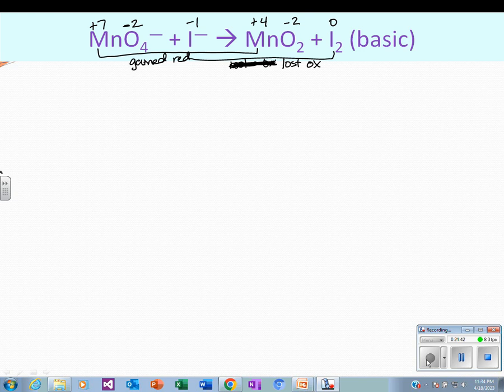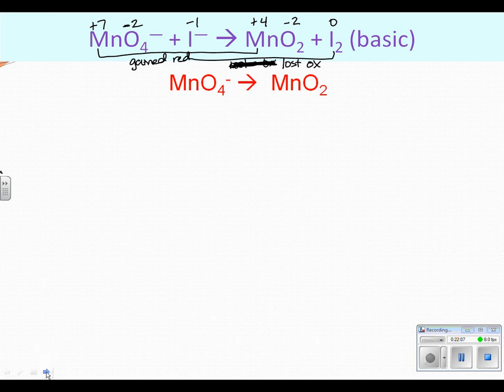And the iodine became less negative, it became more positive, so it lost electrons, so it was oxidized. So then we're going to need to write our half reactions based on this. So I will write my MnO4 minus, which will yield MnO2. Then I will write my I minus yields I2.